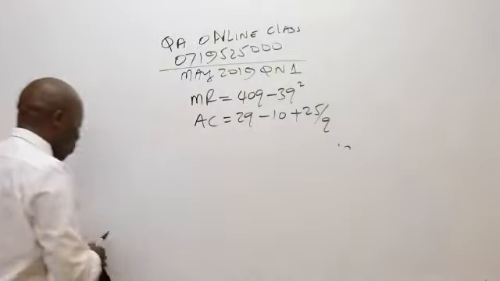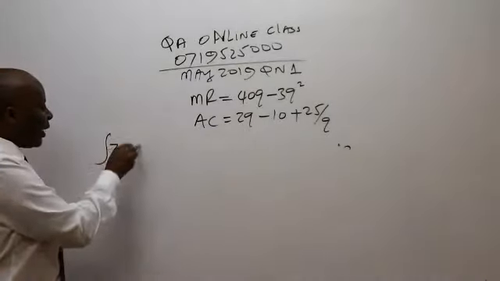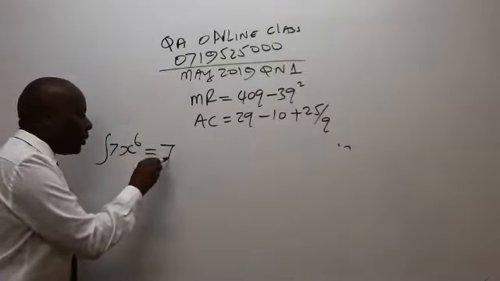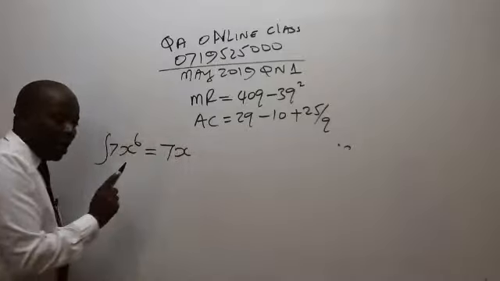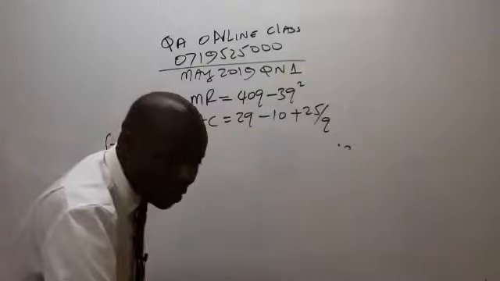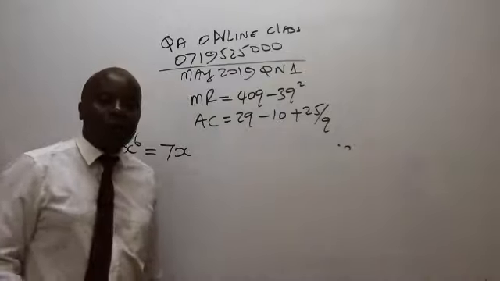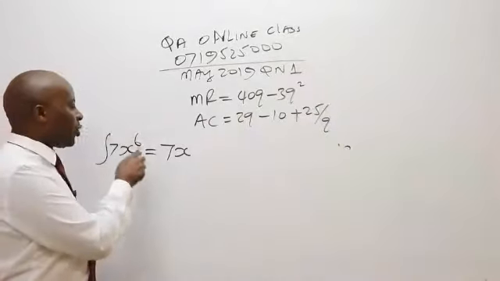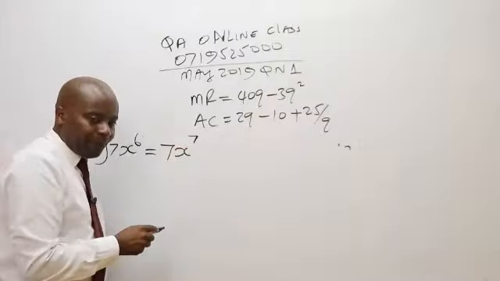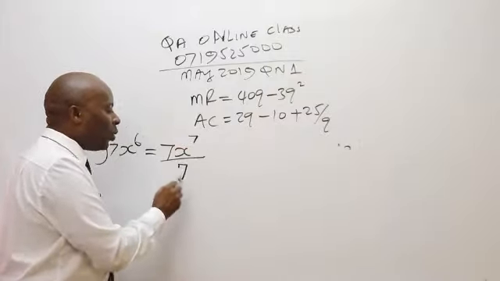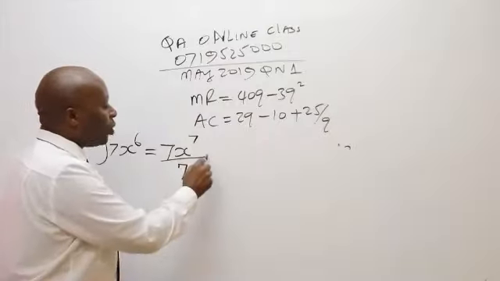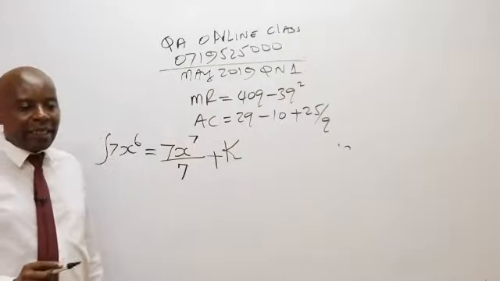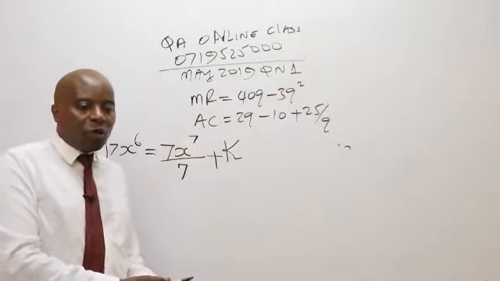Ladies and gentlemen, let me make this even clearer. If somebody tells you to integrate 7x raised to power 6, this will be 7x raised to a new power. How do we get our new power? We always increase the old power by 1. So in this case, this will be 6 plus 1, which gives me 7, all over the new power, which is 7. And then, of course, as usual, it cannot end without a constant of integration.